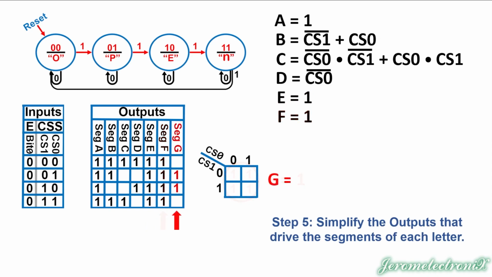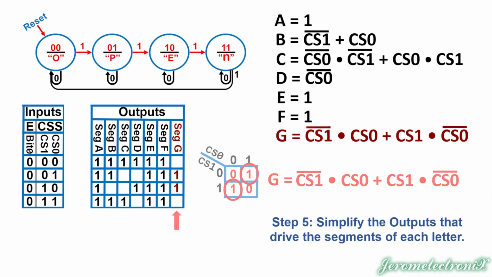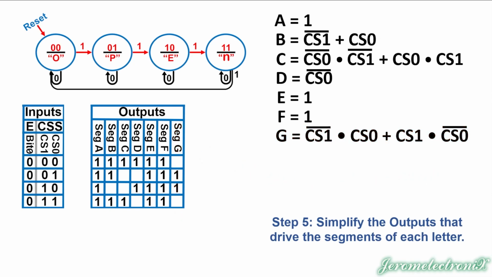and G. G is in opposite corners again, so we're going to have to implicate them separately. So we're going to have to say not CS1 and CS0 plus CS1 and not CS0. Okay, so there's G.